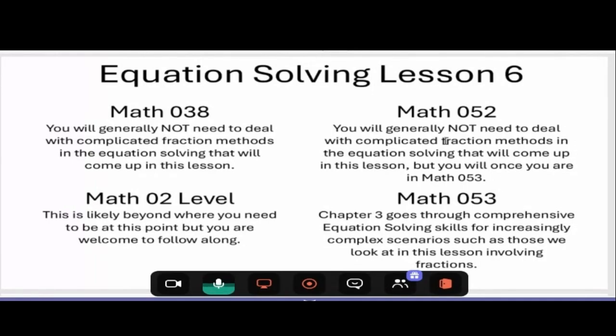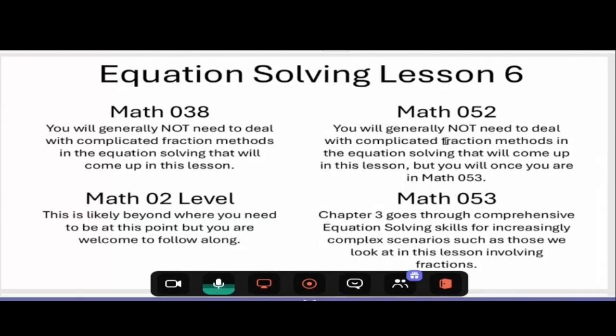This one, if you're opening this up and you're in Math 038 or 052, I'd recommend probably leaving this for now. This is very specifically things that you're going to see in Math 053. And also, if you're in the 02 level course, I'd say this is probably going to cause more confusion than help for you at this point. 052 students will need to do this in 053. So if you're feeling like you followed all the equation stuff pretty well so far, then maybe that might make sense for you. 038 students, you will not need to do anything remotely like this in your course.